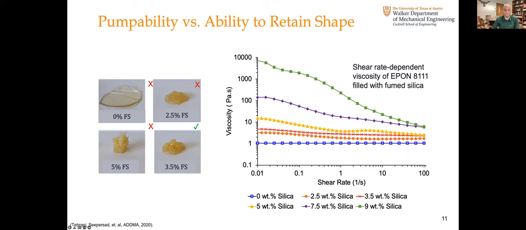At 3.5%, it gives you good shape retainment, and 5% is probably too much. And here you can look at the viscosity with weight percent of fumed silica. If you have too much fumed silica, it retains its shape, but then the viscosity is so high, it's very difficult to process it through your pumps and tubing and nozzle. Turns out with 3.5%, this red line here, you increase the viscosity by 2 to 3 times, and it's printable, as you can see here.